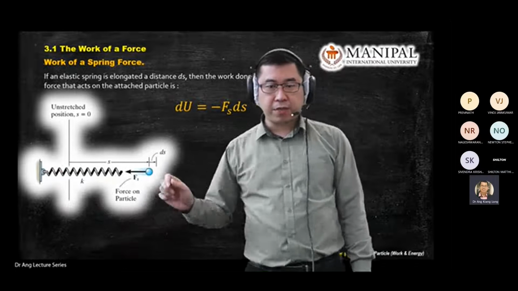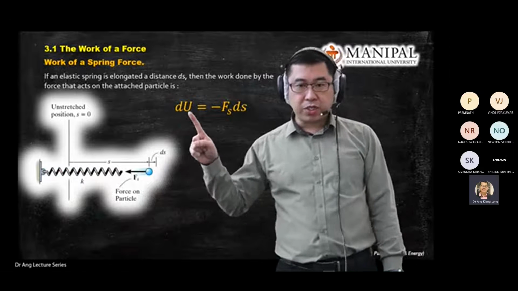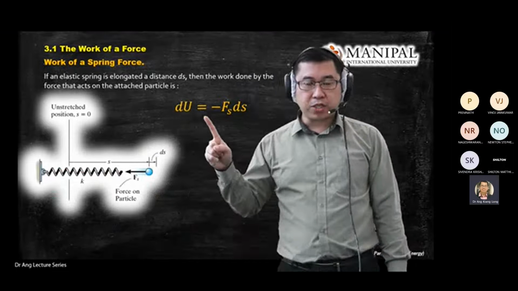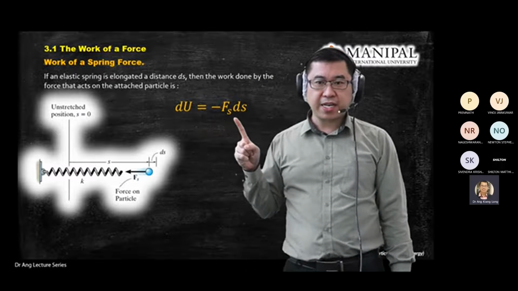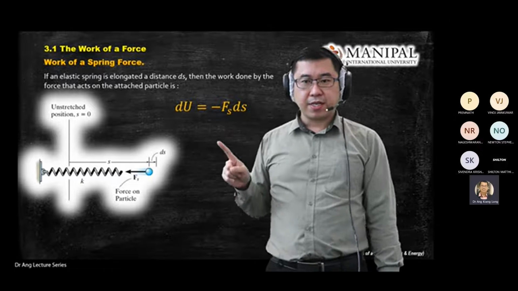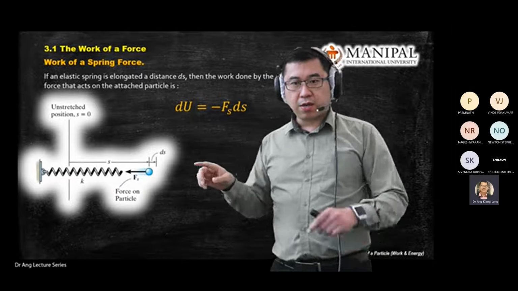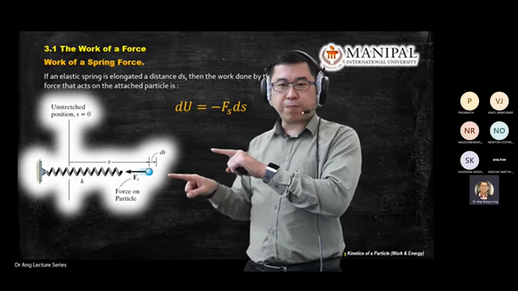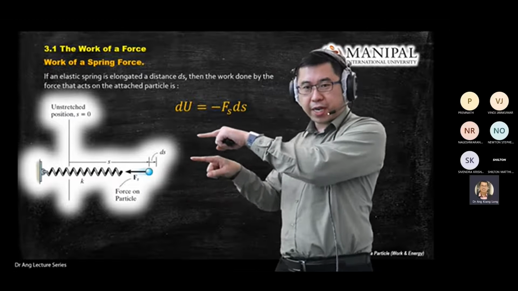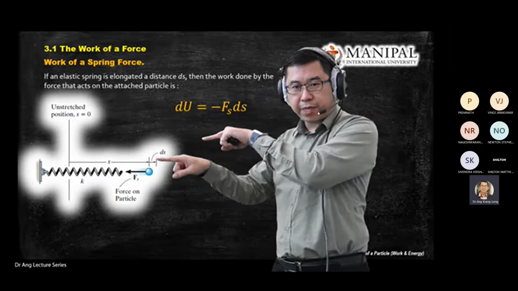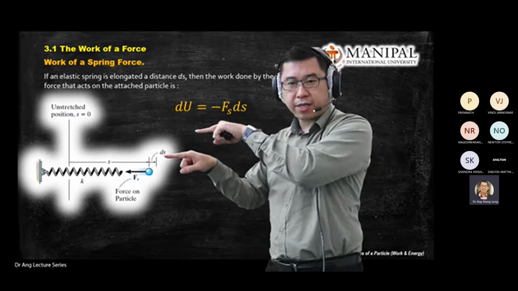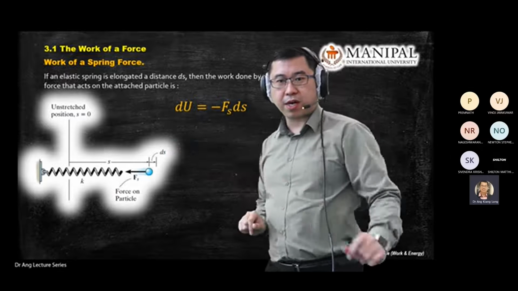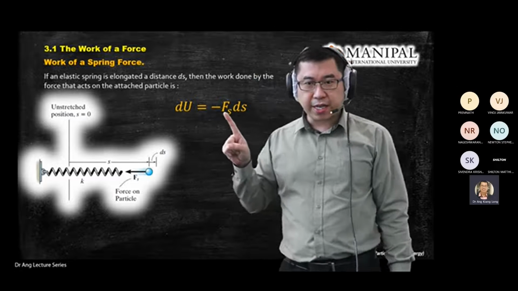From this diagram, you can calculate dU, which means the small change of work done by the spring, equal to minus Fx dx. Again, what is work? Work is the dot product of your force and displacement. Both of them must be in the same direction. Then the dot product will give you work. So for the spring, it is negative F ds.